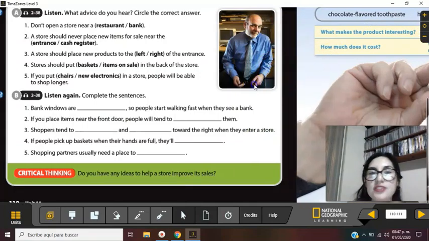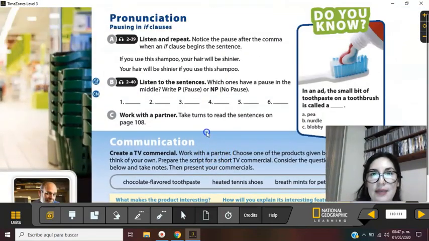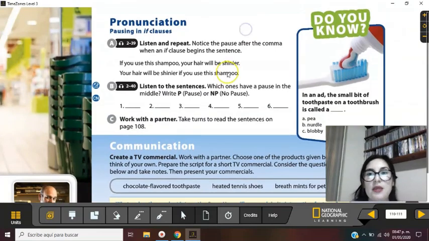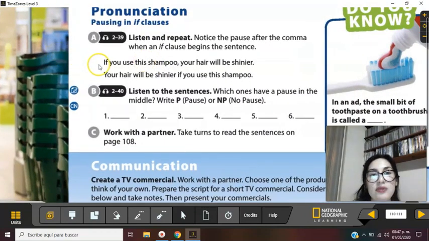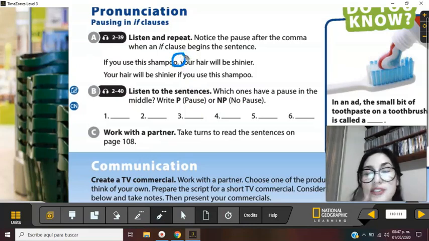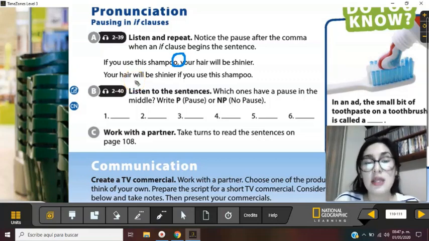Okay, now let's continue with the next exercise. It says pronunciation, pausing in if clauses. It's something that you really need to know, okay? I want you to pay attention to this. This is important. When you start with if, you need to place a comma, okay? You need to place a comma. But if you don't start with if, just right here that you start with will, it's not necessary, girls and boys. It's not necessary, okay? Only if you start with if.